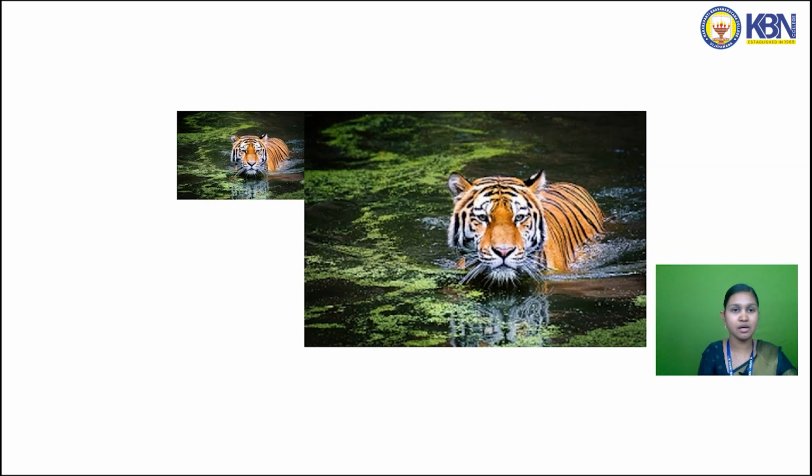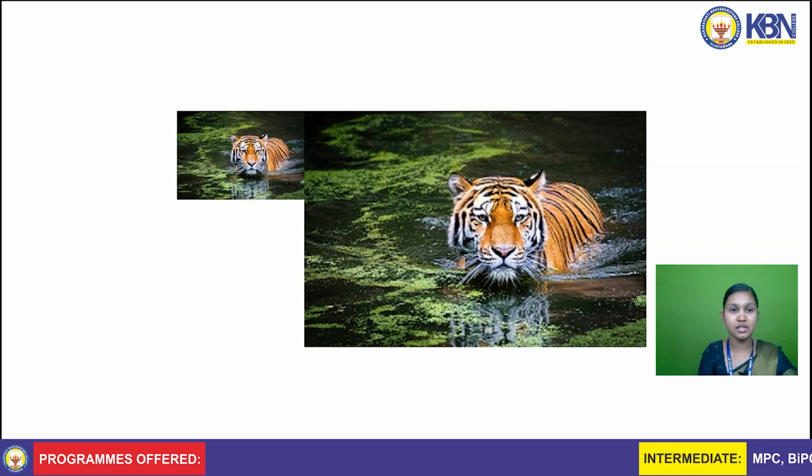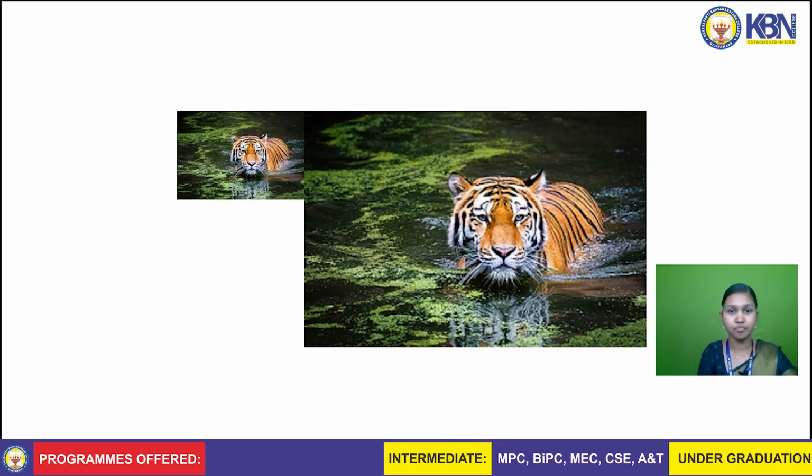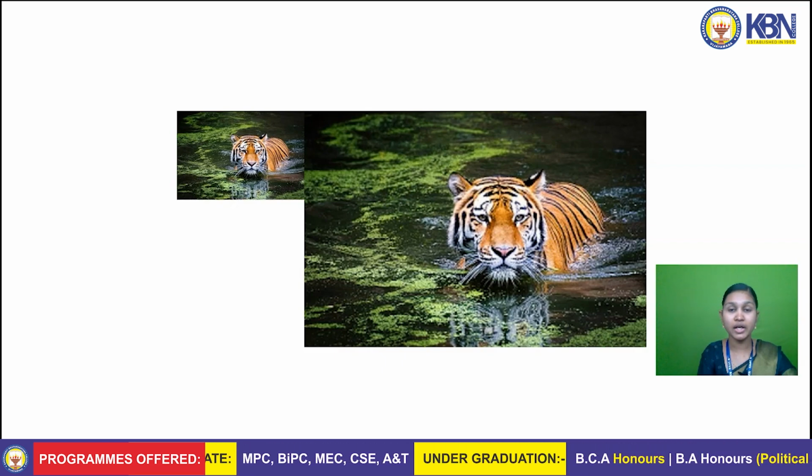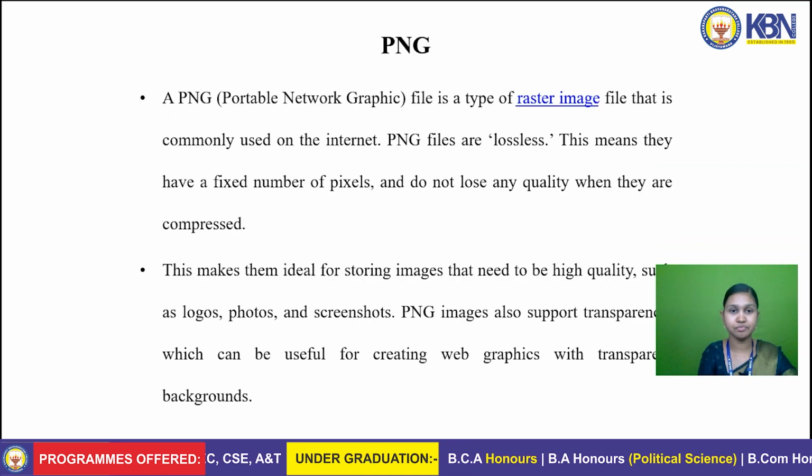Let us see the example. First you are seeing the small image, and the next image is enlarged. It means you have to expand the image. The first image should be high quality. The second image you have to enlarge, which means the quality will decrease.